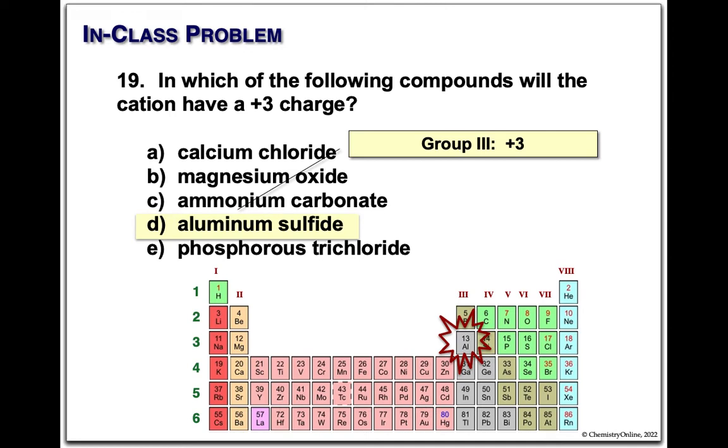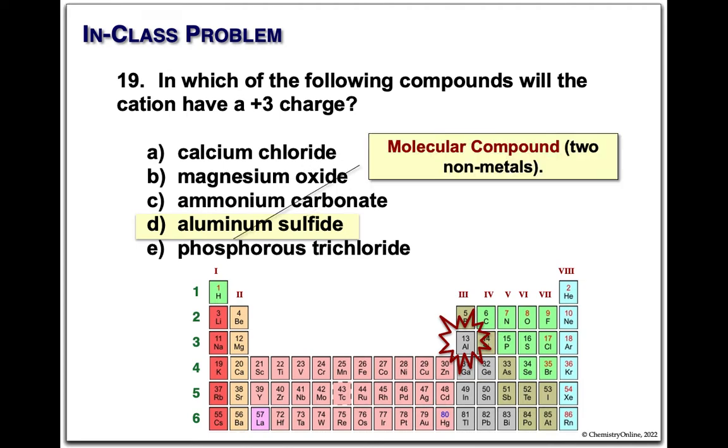Now the last guy here, phosphorus trichloride. Phosphorus is a nonmetal, so is chlorine. This is molecular, so nobody has a charge. Any questions?